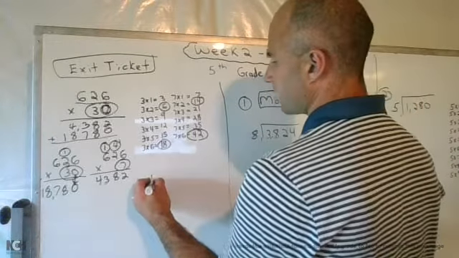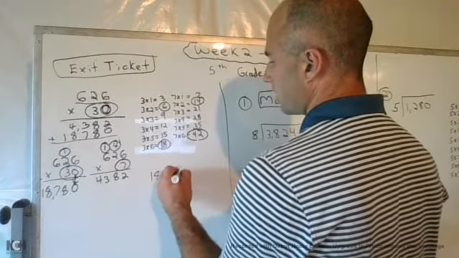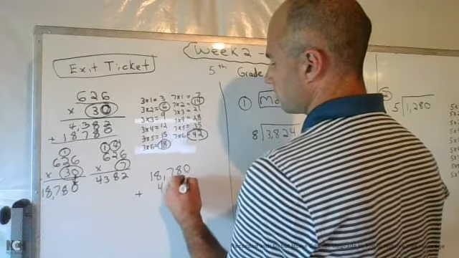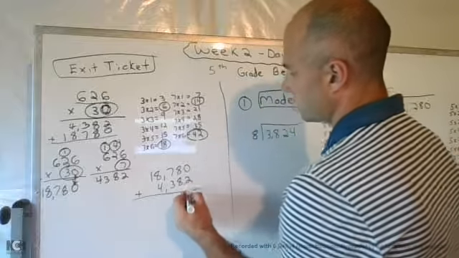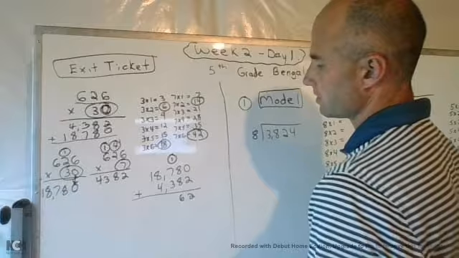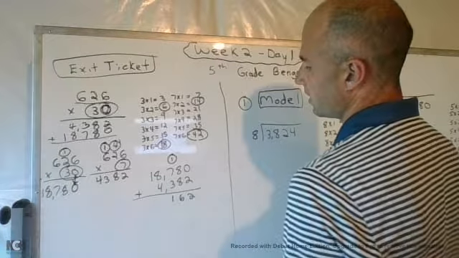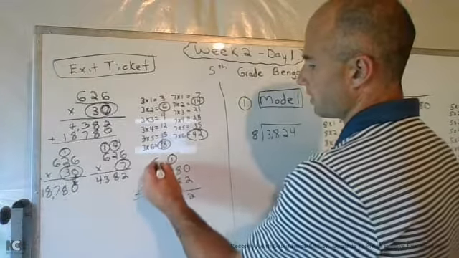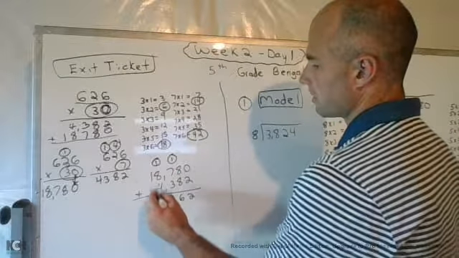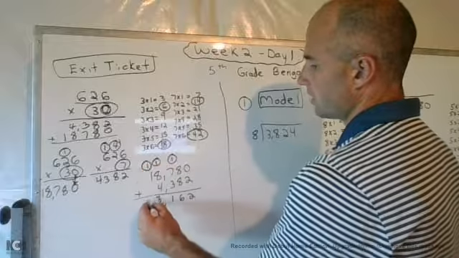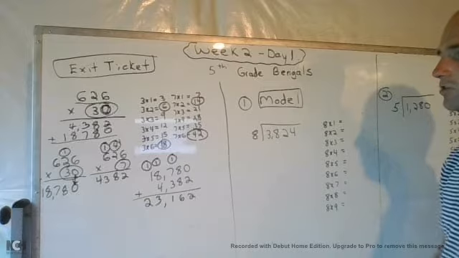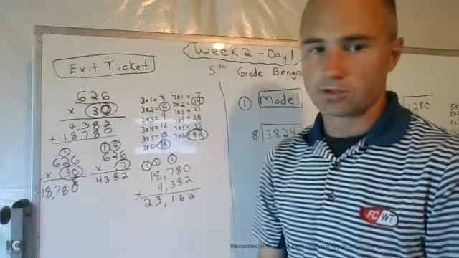Well, step 2 is adding them together. 18,780 plus 4,382. You get 2 in the ones place, 16 in the tens, carry the 1 from the 16, 11 in the hundreds, carry the 1 from the 11, 13 in the thousands, carry the 1 from the thousands, and 2 in the 10,000s, giving you 23,162 as your answer.